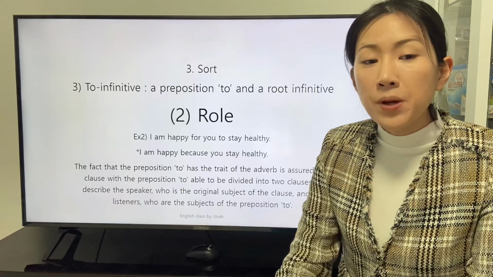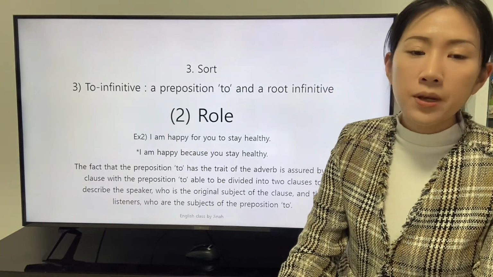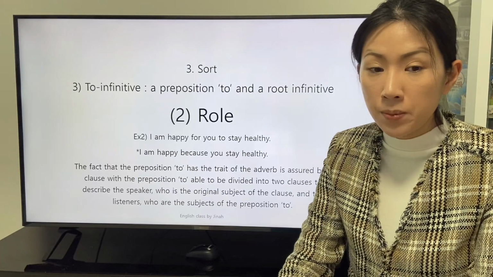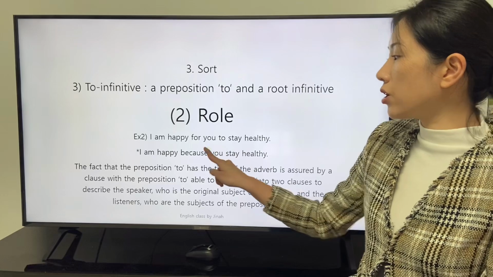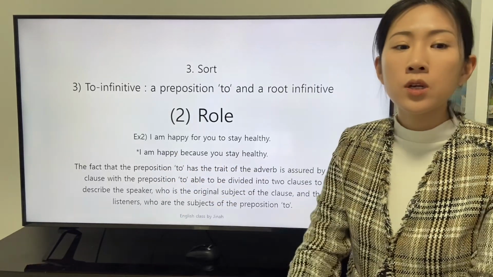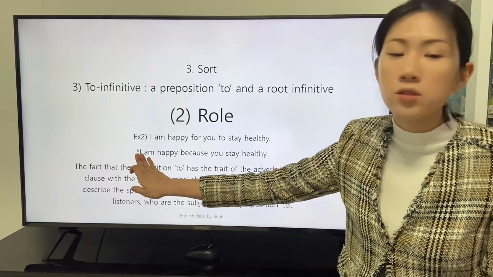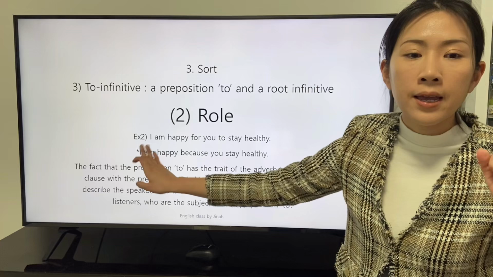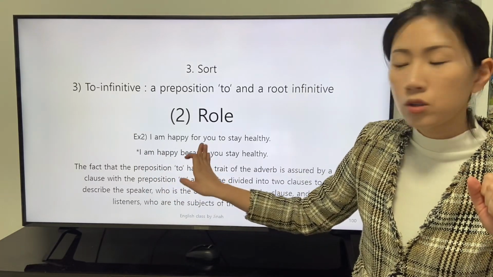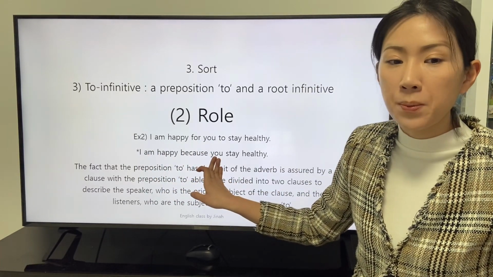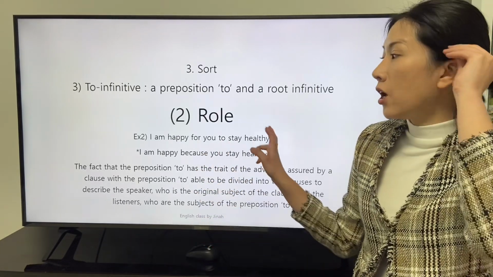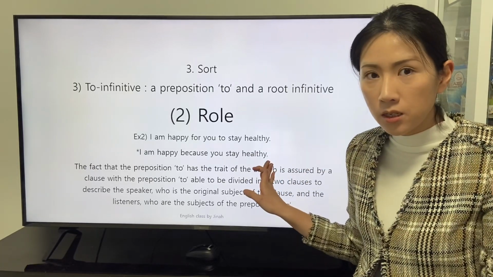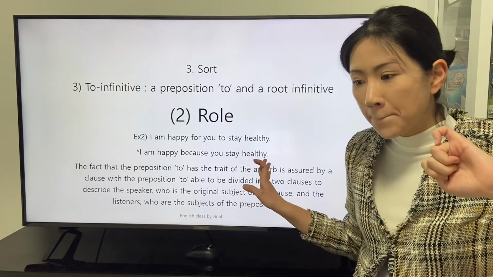The fact that the preposition to has the trait of the adverb is assured by a clause with the preposition to able to be divided into two clauses. To describe the speaker, who is the original subject of the clause, and the listeners, who are the subject of the preposition to. This clause is transformed into a sentence to include two clauses.